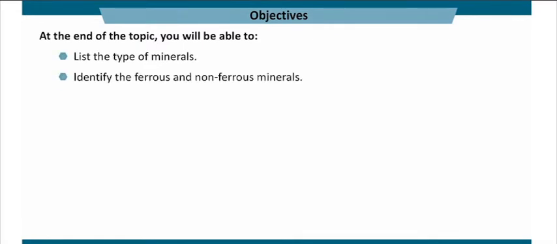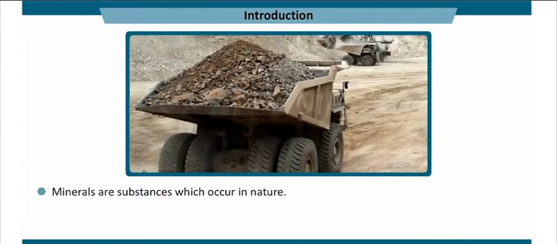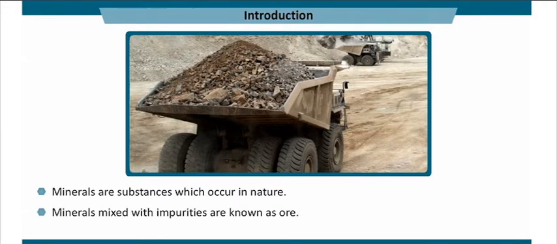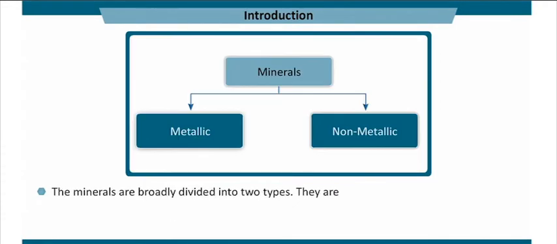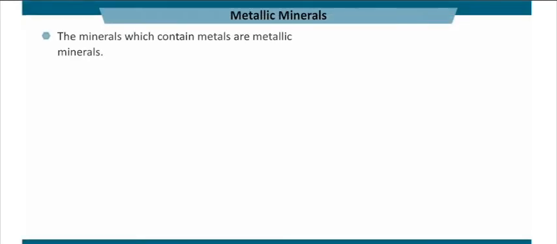At the end of the topic, you will be able to list the type of minerals, identify the ferrous and non-ferrous minerals, and describe the different types of minerals. Minerals are substances which occur in nature. Minerals mixed with impurities are known as ore. The minerals are broadly divided into 2 types. They are metallic and non-metallic. Metallic minerals. The minerals which contain metals are called metallic minerals.